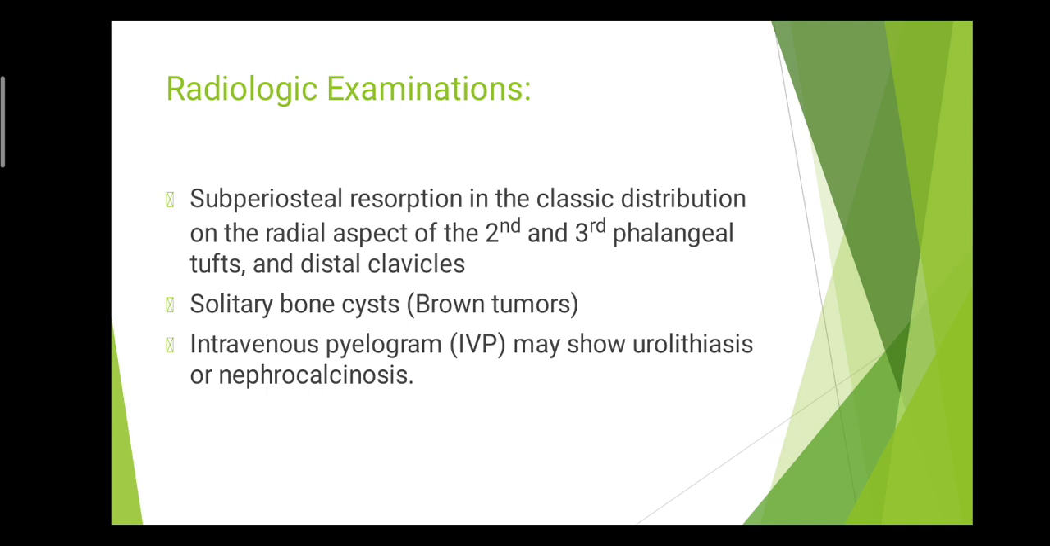And coming to radiology examination, subperiosteal resorption is the classic finding, with distribution at the radial aspect of the second and third phalangeal tufts and the distal clavicle. And then it shows solitary bone lesions called brown tumors. Intravenous pyelogram may show urolithiasis or nephrocalcinosis.